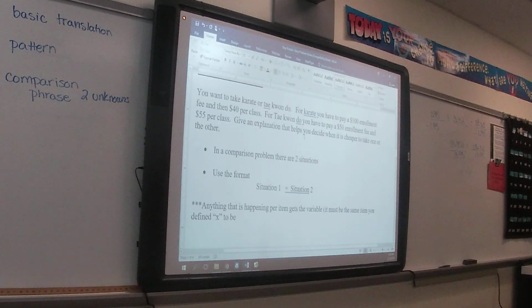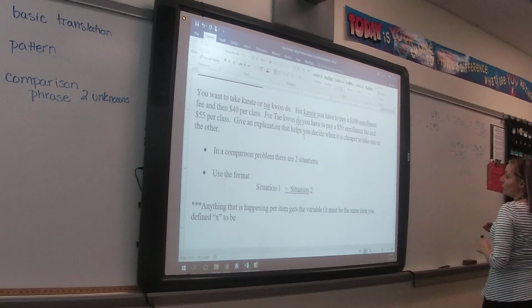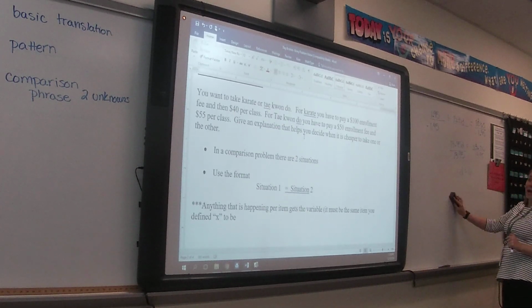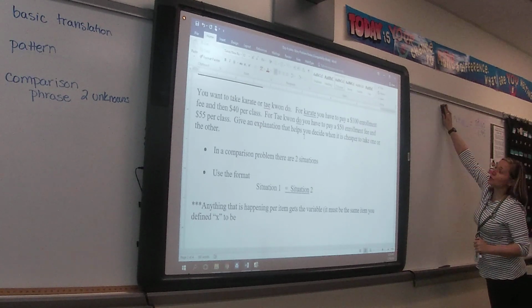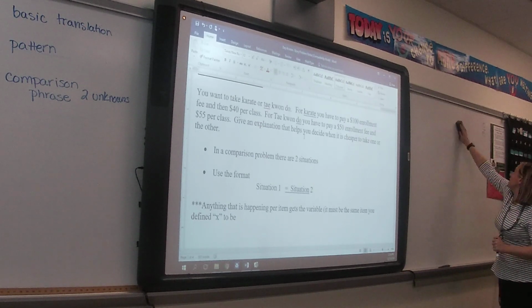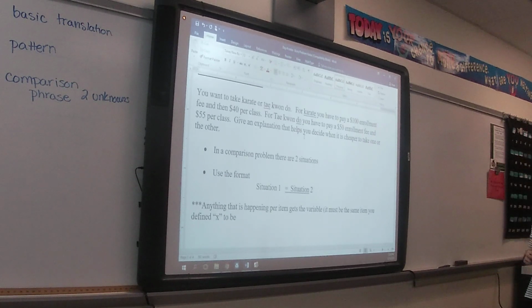You want to take karate or taekwondo. For karate you have to pay a $100 enrollment fee and then $40 per class. For taekwondo you have to pay a $50 enrollment fee and then $55 per class. Give an explanation that helps you decide when it is cheaper to take one or the other.